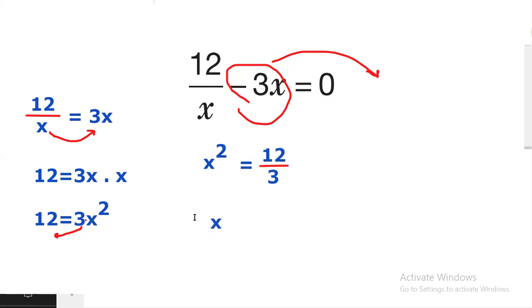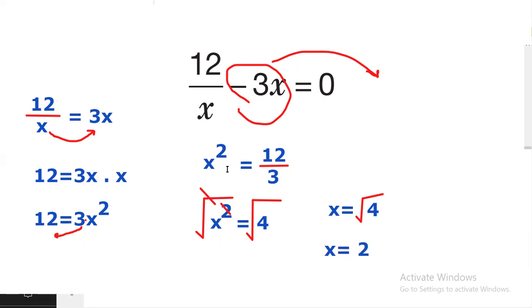Now, x squared here will equal 12 divided by 3, which is 4. Now I want to get rid of the square. It means I have to do the opposite of squaring, which is square rooting. And because I did it here, I have to do it to the other side. The square root will be removed with the square. So the answer will be x equals square root of 4. And when you find the square root of 4, the answer will be 2. Very good. So x equals 2.